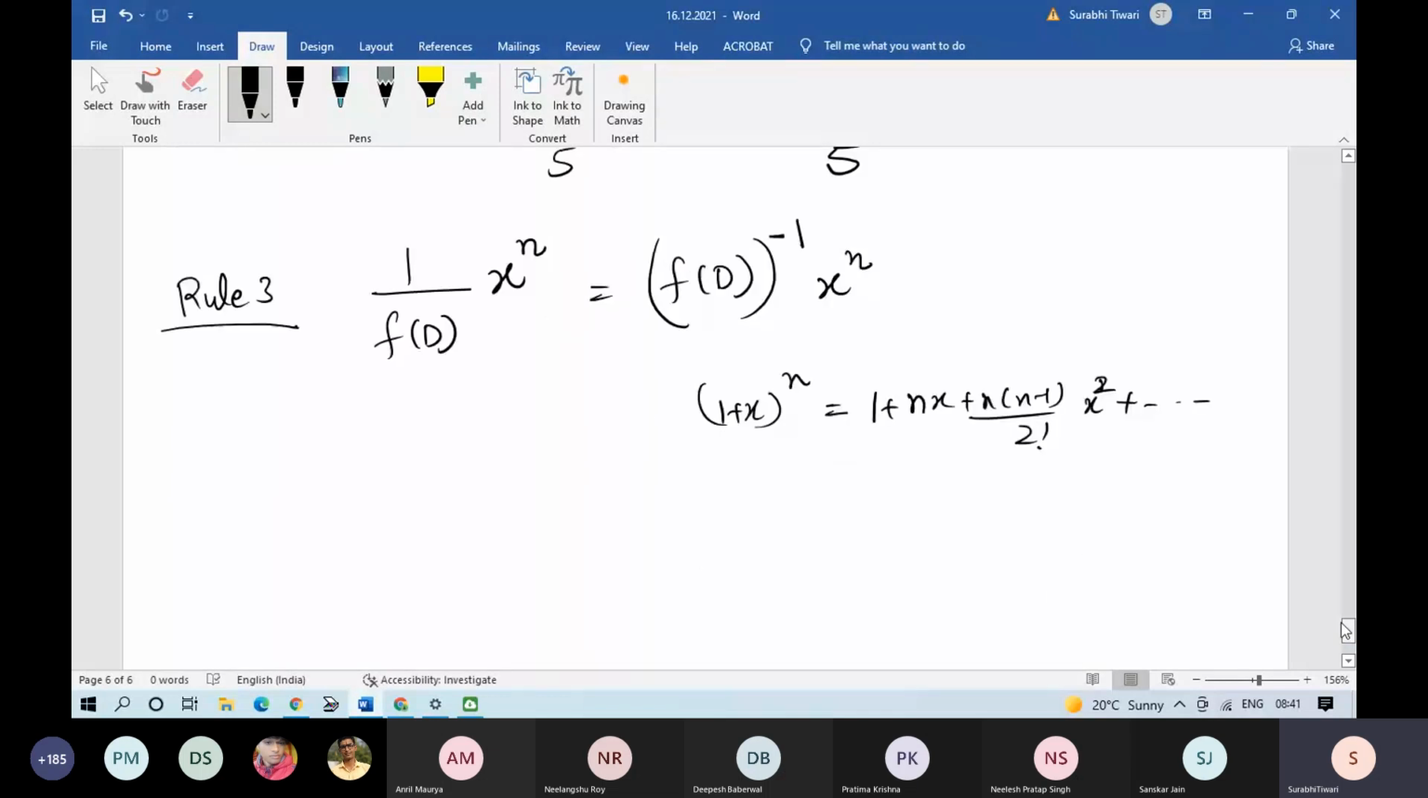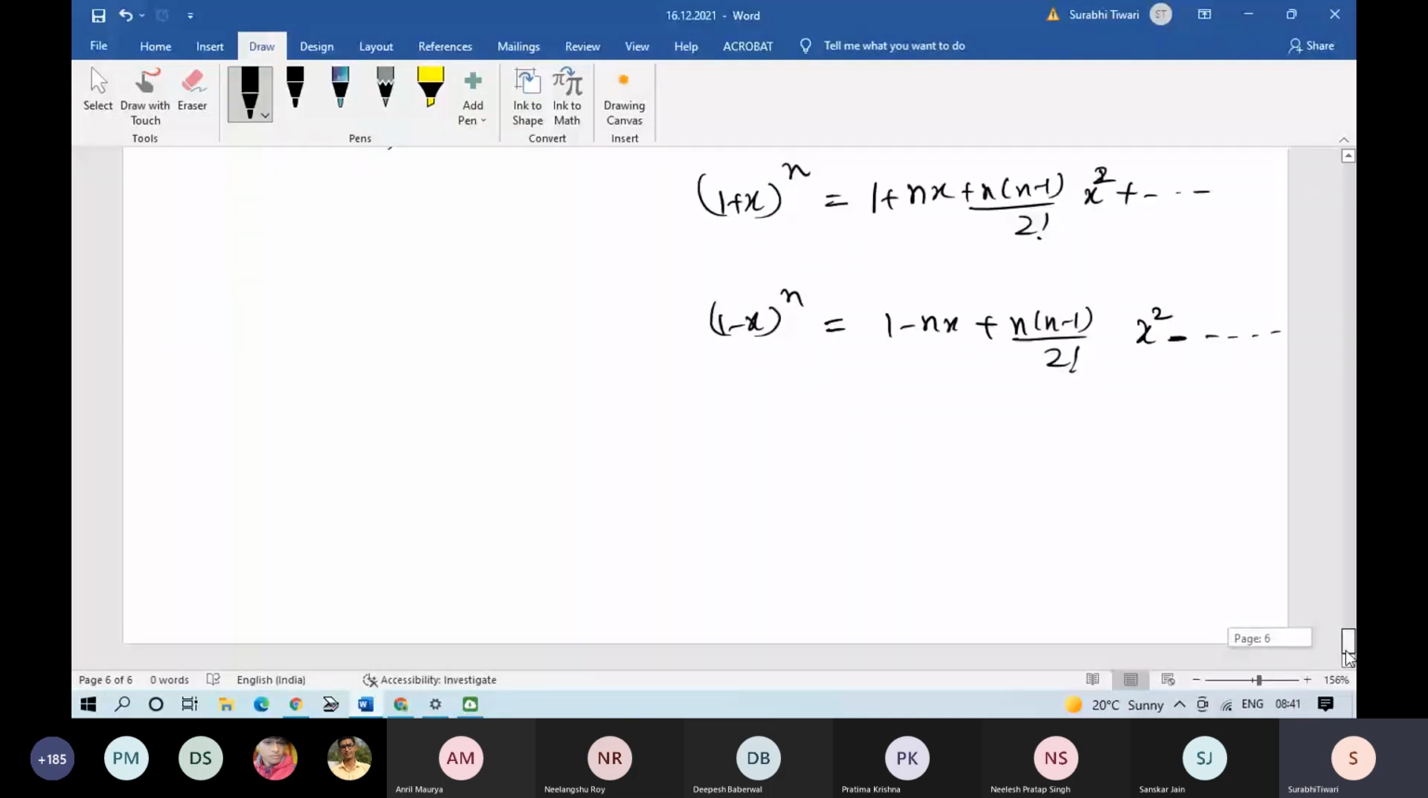Similarly (1 minus x) की power n का binomial expansion 1 minus nx plus n into n minus 1 upon 2 factorial x square, then minus and so on. How we apply this we'll see in the question. So write a question on this.